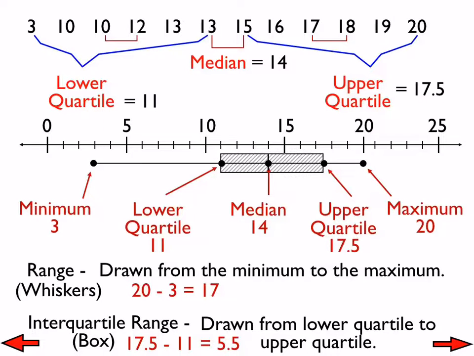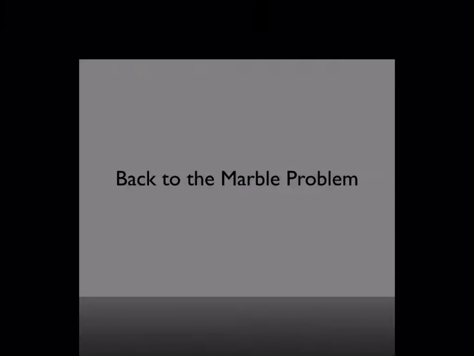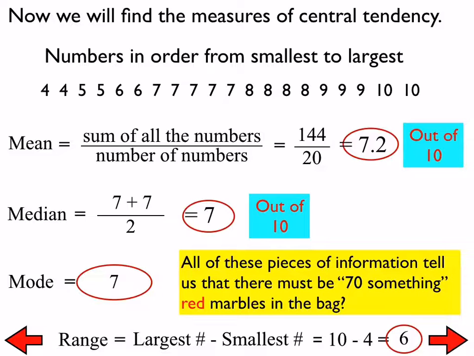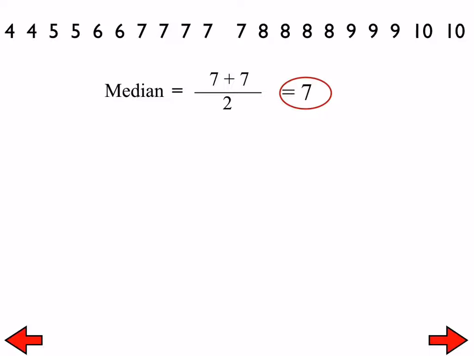Okay? So now we're going to return to the marble problem. These are the numbers that were there, and I would like you to go ahead and create a box plot or a box and whisker plot from that. Okay, so we take that data, and we already know that the median is 7. So notice that I put a 7 up there because there were 2 middle numbers right here.